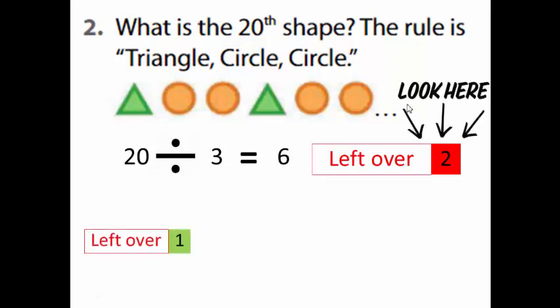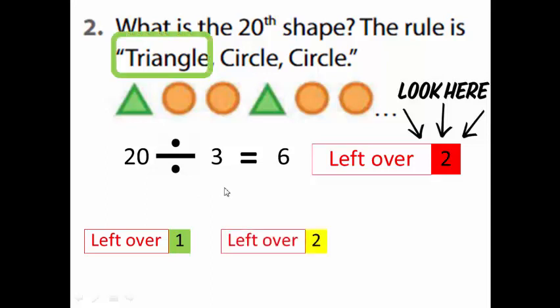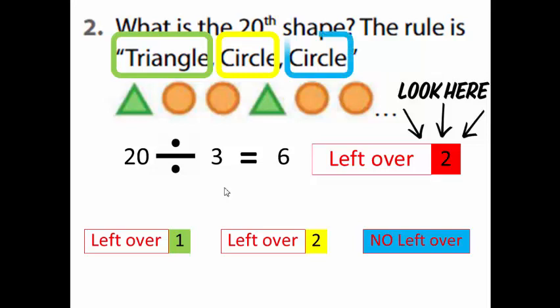If the leftover equals 1, it will be the first one. Equals 2, it will be the second one. No leftover, it will be the last shape. If you have 4 items, for example, triangle, circle, circle, triangle, or triangle, circle, circle, circle, you'll divide by 4 and try to find the leftover. If leftover equals 1, it will be the first one. Leftover equals 2, the second item. Equals 3, the third item. No leftover, it will be the last one. Okay, let's take here, which one will be number 20? It will be circle.